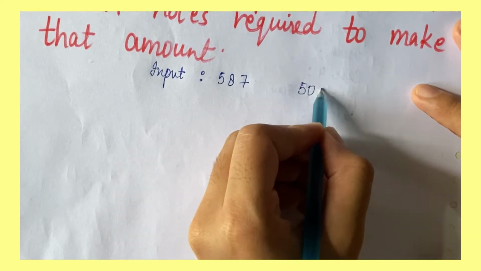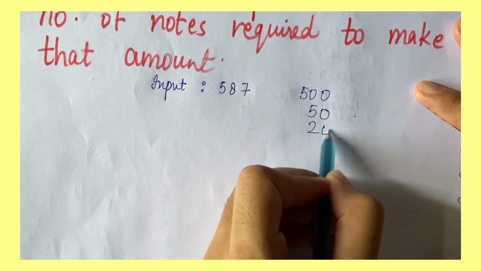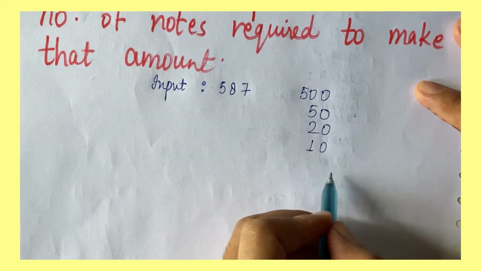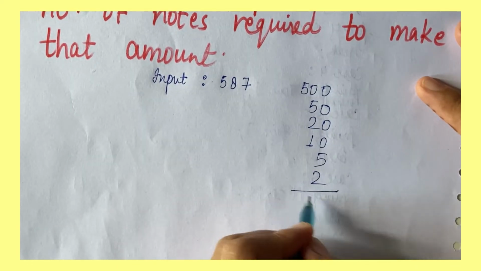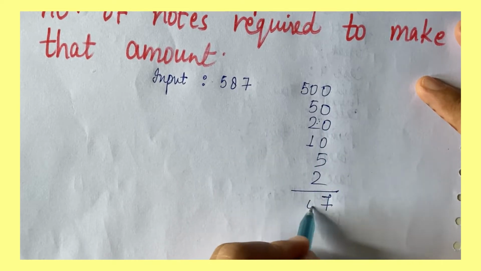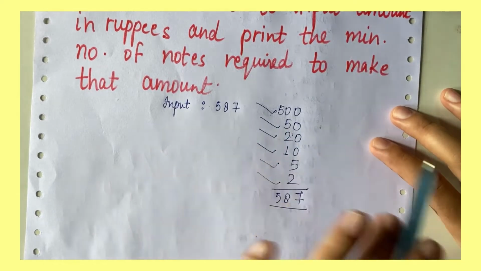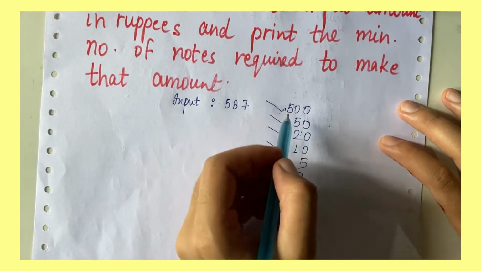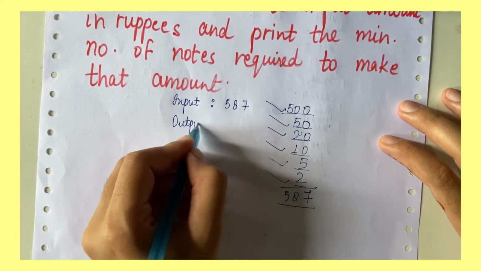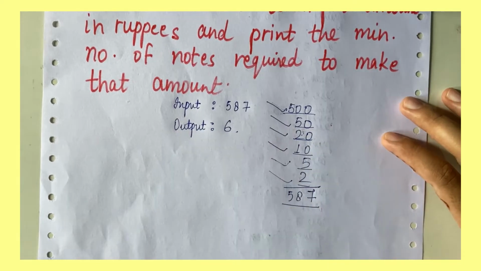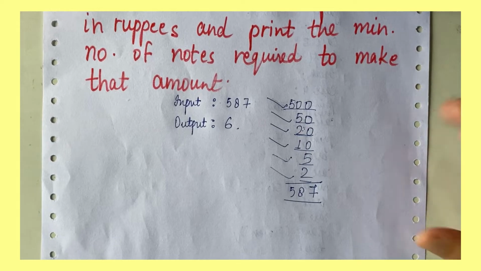A 500 rupee note, right? Then a 50 rupee note, then a 20 rupee note, then a 10 rupee note, then a 5 rupee coin, and then a 2 rupee coin, right? If we add this, what will we get? 587. So how many notes do we need? We're not counting coins separately; coins will also be counted as notes. So we need 1, 2, 3, 4, 5, 6. So the output should be 6. The total number of notes should be 6. 6 notes are required to make this amount, right?